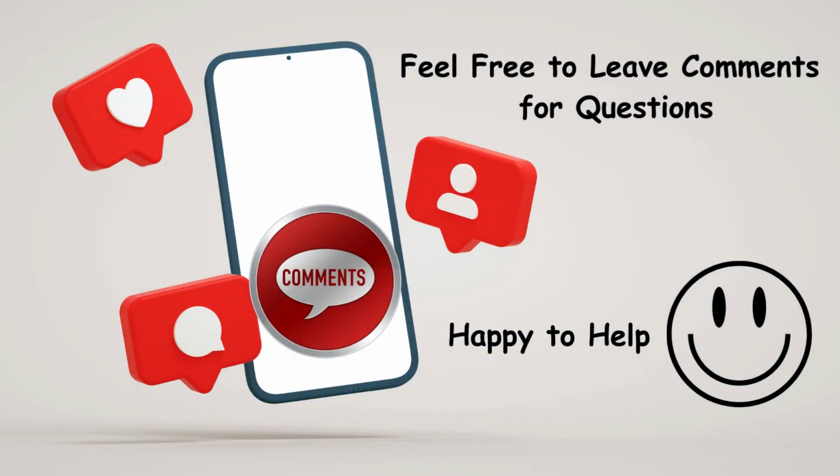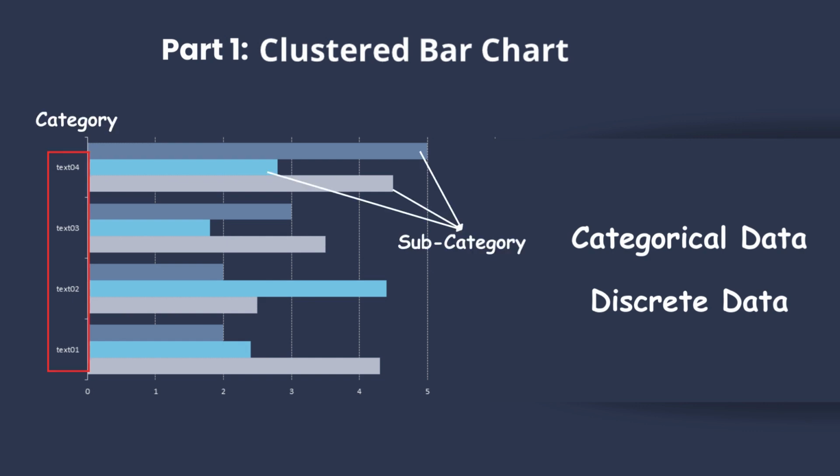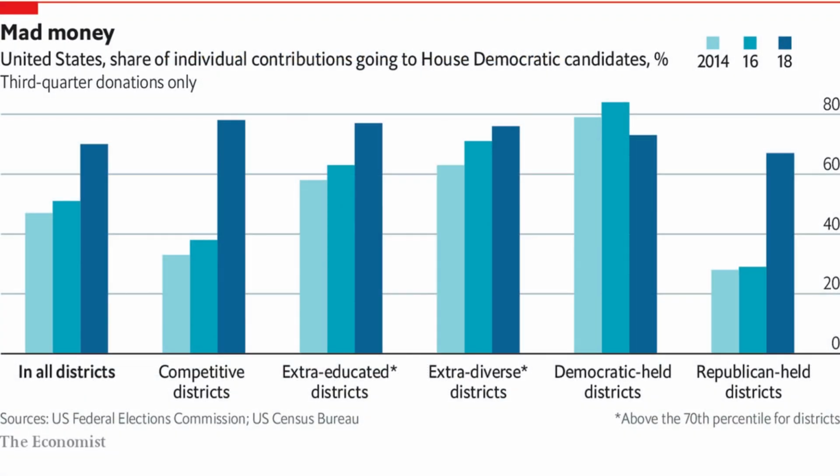Okay, let's dive in. The first bar chart is the clustered bar chart. It is a powerful visualization used to describe categorical or discrete data across multiple categories, where each category contains several subcategories clustered together for easier comparison. Let's take a look at the following clustered bar chart example from The Economist, which visualizes individual share percentages going to House Democratic candidates in different districts.